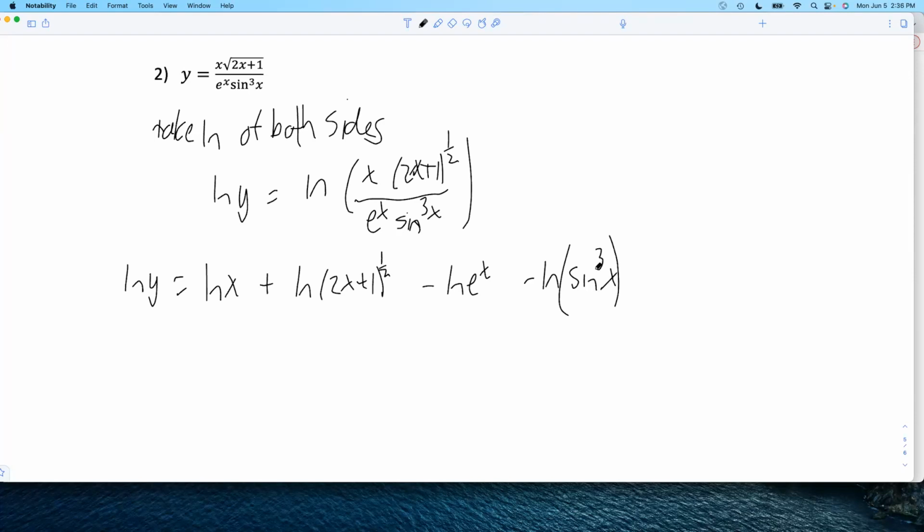Now, any of the exponents can come down. This 1/2 can come out front. This I could just simplify, might as well. Natural log of e to the x, those are inverse functions. They just cancel out, leaving behind just x. This 3 I could bring down.